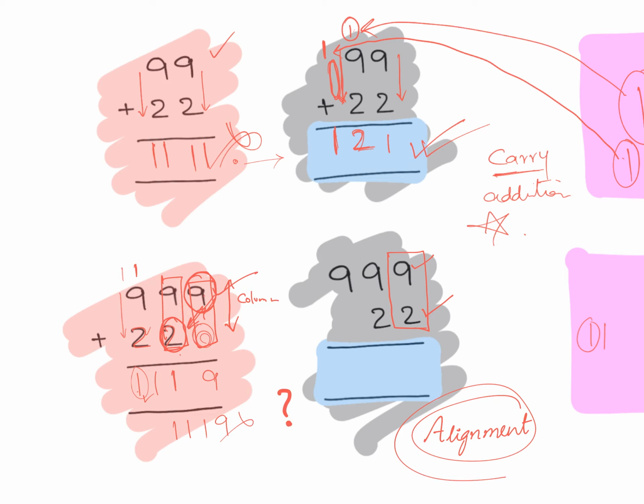We can add. So 9 plus 2 gives rise to 11, and again 9 plus 2 over here gives rise to 11 plus 1, it gives 12. So 9 plus 1 over here, 10. So the answer is 1021. To sum up this video, let us recall all the concepts that we have learned today.